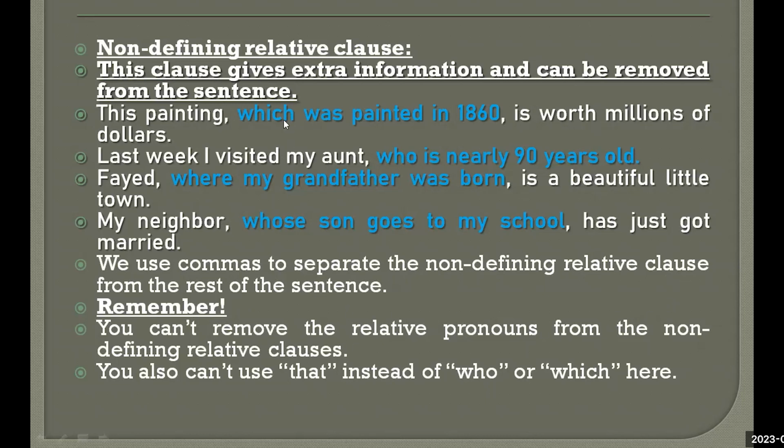You can't remove which here. Never. Under any circumstances. You cannot say, this painting was painted in 1860 is worth millions of dollars. Never, never. You can never do that. You can't remove who. You can't remove where and whose. You also can't use that instead of who or which. So remember that in the defining relative clauses, you had the ability to replace which with that and who with that, but you can't do this here in the non-defining relative clause.